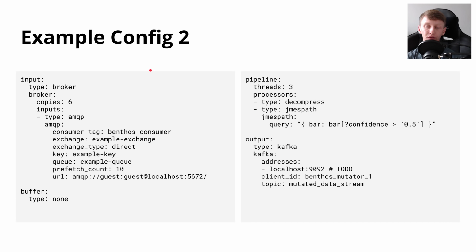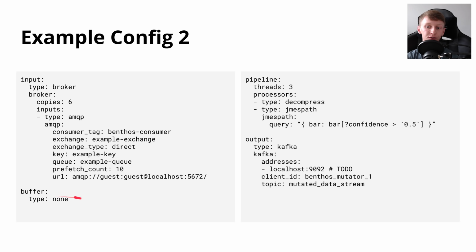And what this looks like in config is something like this, where we've now got an input broker, and that's an input type which has child inputs where you can just list an arbitrary list of different input configs. Because we just want the same input config 6 times, we can actually take a shortcut here, write it once, and then we say copies 6. And what will happen is anything that's inside this inputs array will be made that many times. So we end up with 6 AMQP consumers that all match.